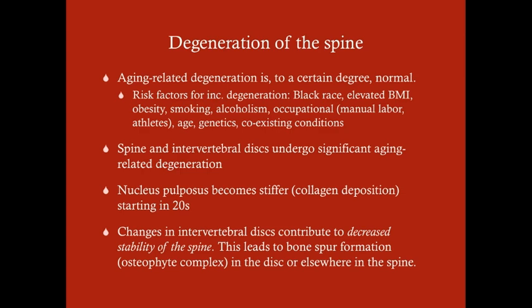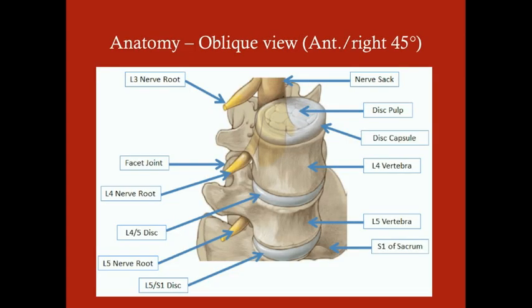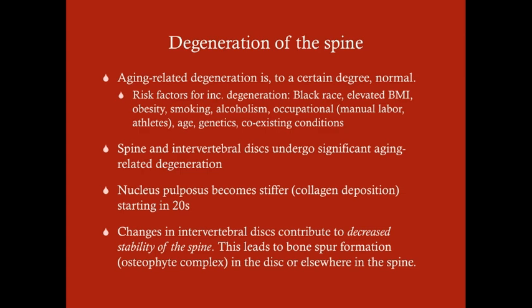The spine and intervertebral discs undergo significant aging-related degeneration, and it's the intervertebral discs that start. So the nucleus pulposus of the disc becomes stiffer due to collagen deposition starting in the mid to late 20s. And it's because of this that the discs become narrower. Because they're formed with collagen, they can become more dense. And because they become more dense, the bodies of the vertebrae start to get closer together, and because they're closer together, the spine has less mobility, and because it has less mobility, it's going to be less stable.